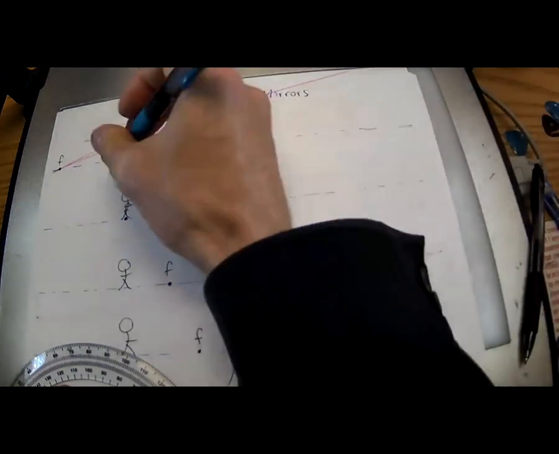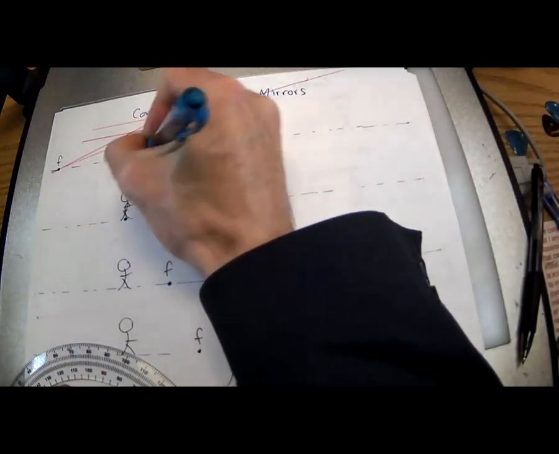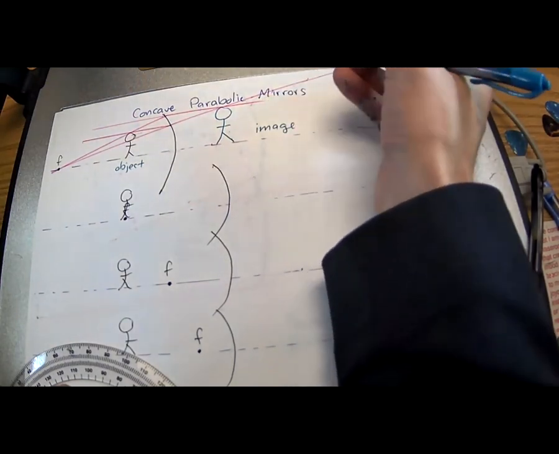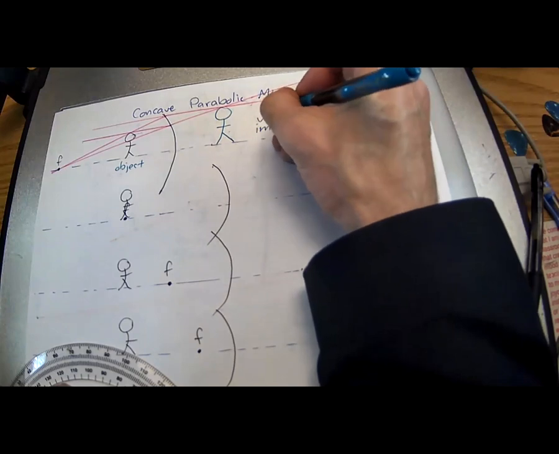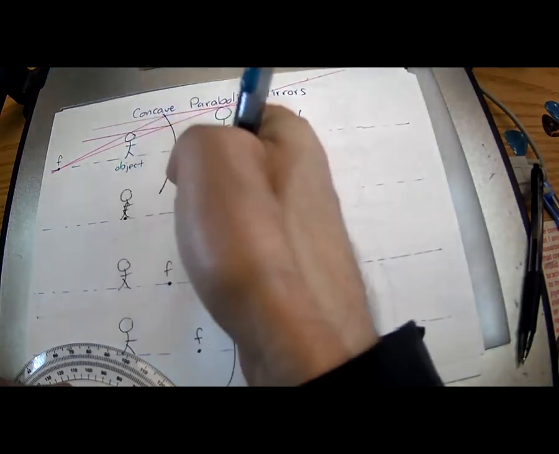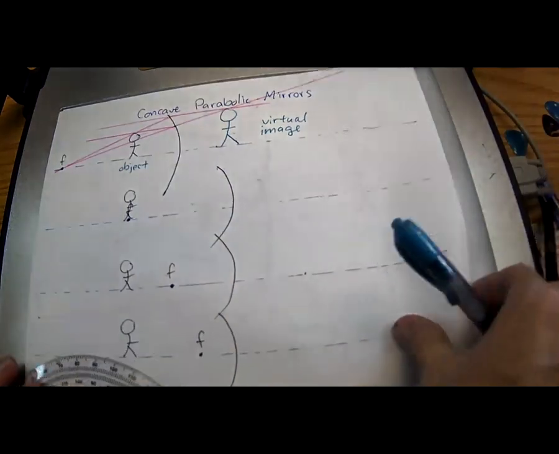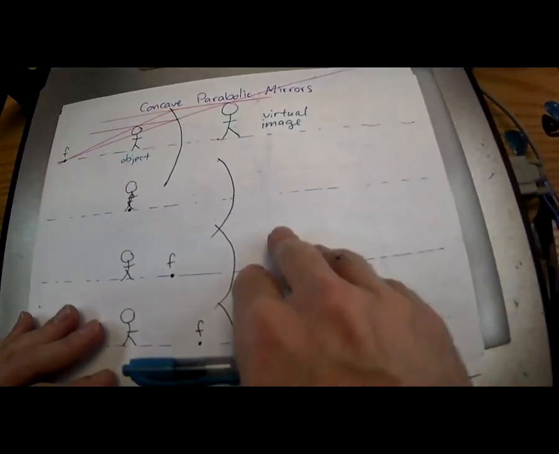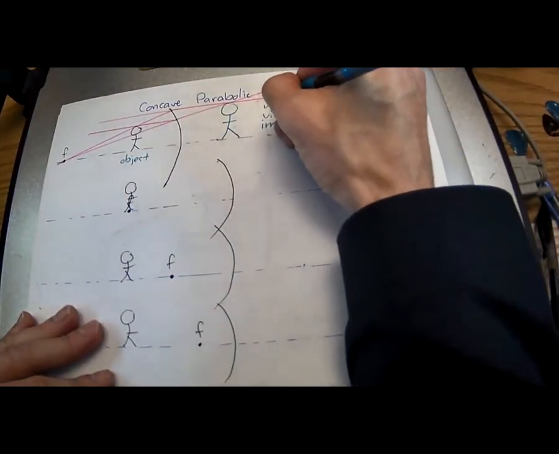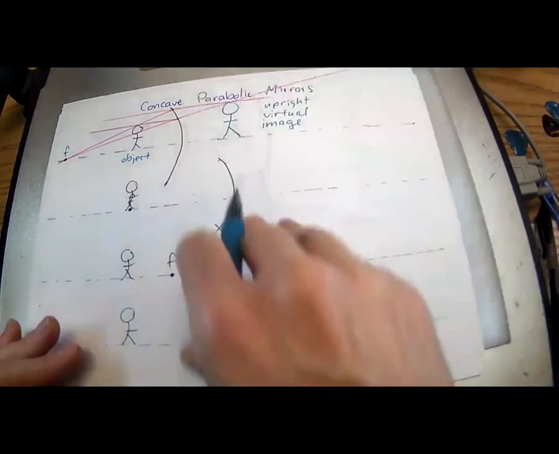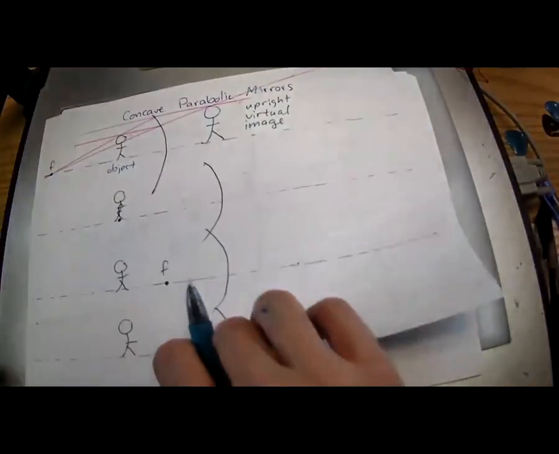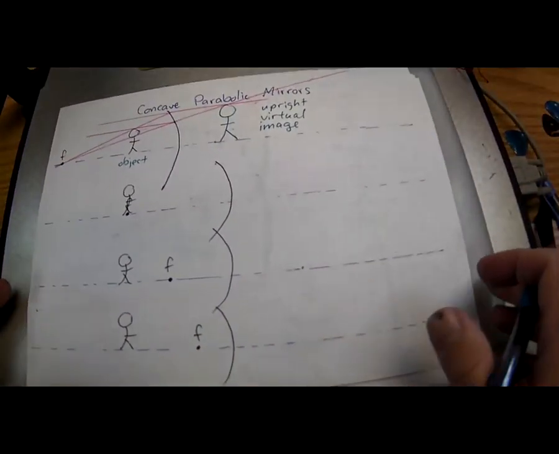Here's the object. Here's the image. And what kind of image are we talking about? Well, it would be a virtual image because it's on the opposite side. Same story as yesterday, they were all virtual images also. The reflection looked like it was on the opposite side. And it would also be upright because he's standing upright, but that was also the story yesterday. They were all upright virtual images, right?